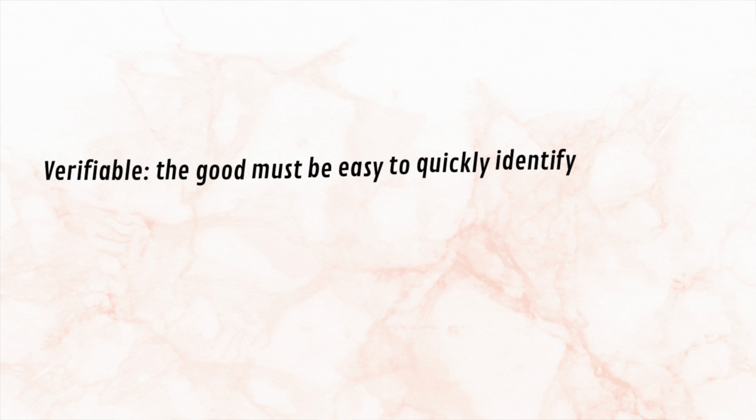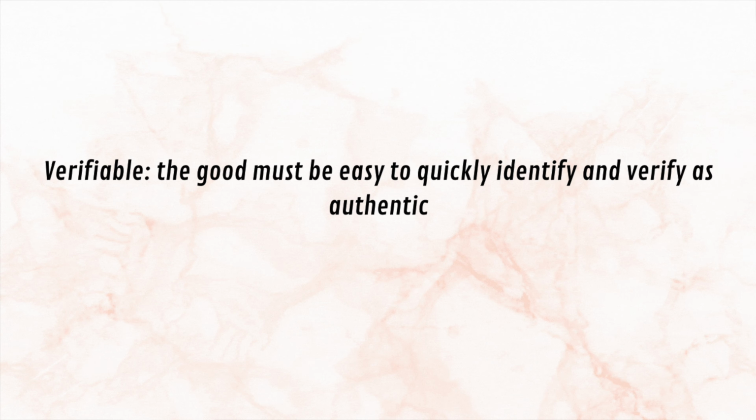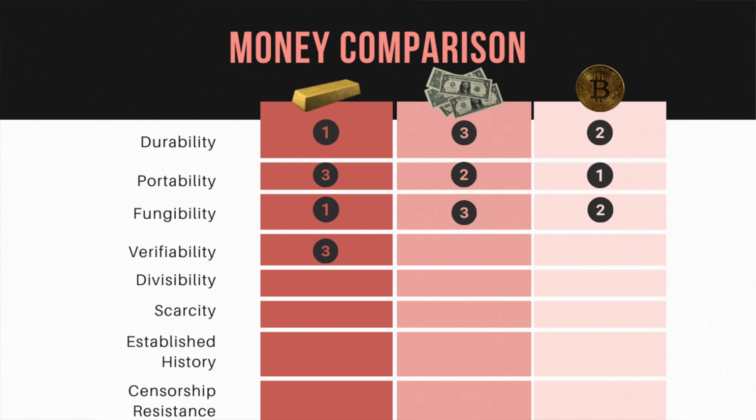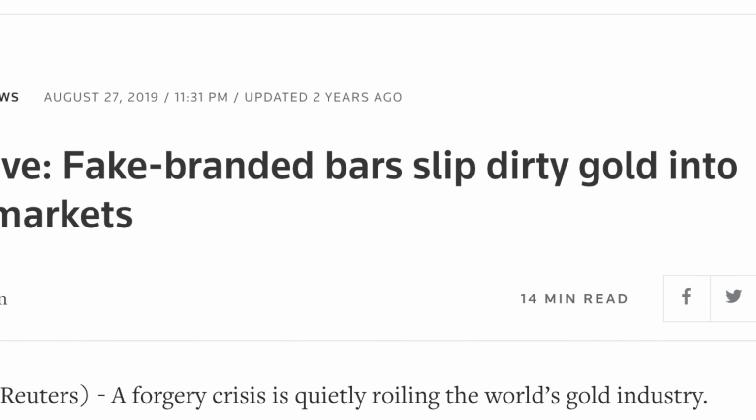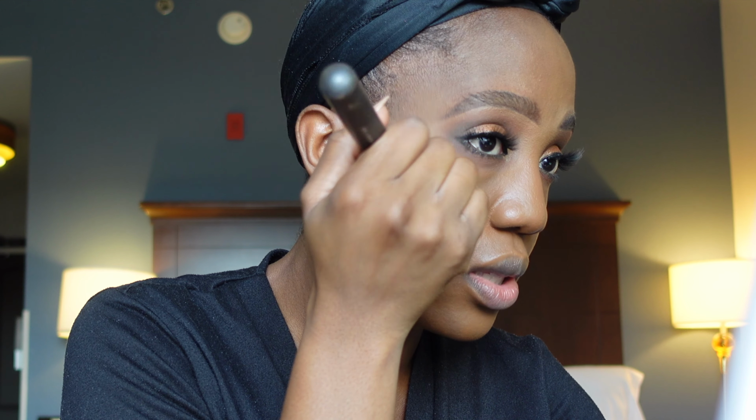So next, a money has to be verifiable. It has to be easy to identify and verify whether it's authentic. If it's more verifiable, then people feel more comfortable using it as a form of money. To the untrained eye, gold can be counterfeited. Historically, people have used things like gold-plated tungsten to trick people into thinking that something is real gold. So if you don't know what real gold is supposed to look like, or if you don't know the properties of it, if you're not able to distinguish that, then you can be tricked into thinking what you're receiving is real gold when it's actually not.